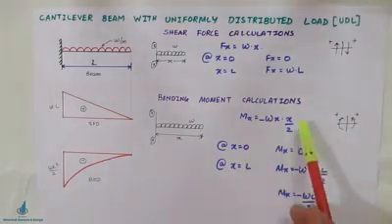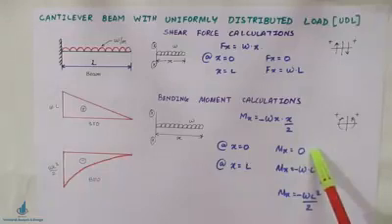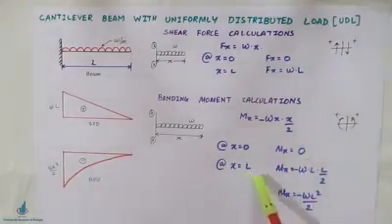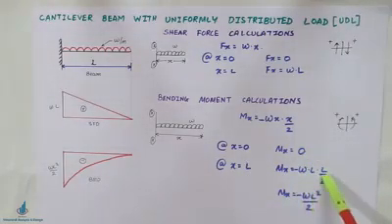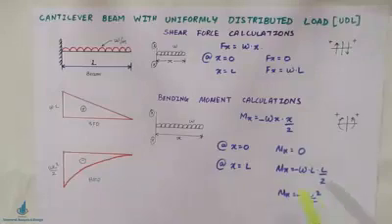If you substitute x equals 0 in this equation, again you will be getting Mx equals 0, and for x equals L, Mx equals minus WL into L by 2, which will result in a bending moment of minus WL square by 2. After this you have to draw the shear force diagram and bending moment diagram.